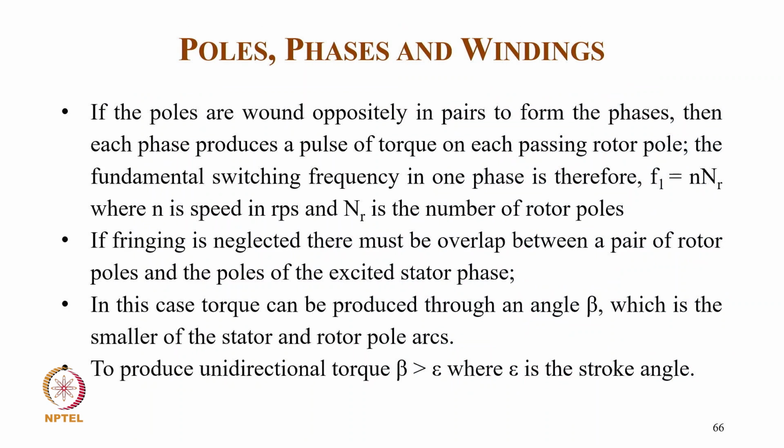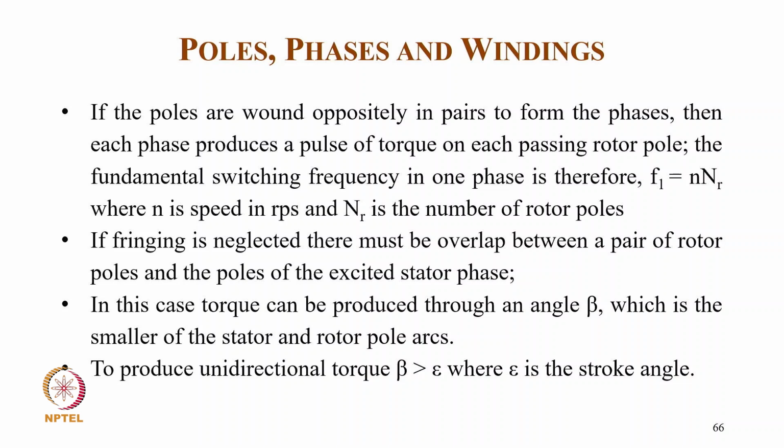Now coming to the selection of poles, phases and winding. If the poles are wound oppositely in pairs to form the phases, then each phase produces a pulse of torque on each passing rotor pole. So the fundamental switching frequency in one phase is therefore f1 equal to n times Nr, where n is the speed in revolutions per second, RPS, and Nr is the number of rotor poles.